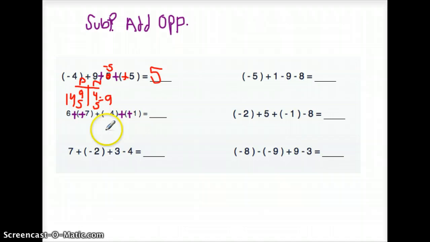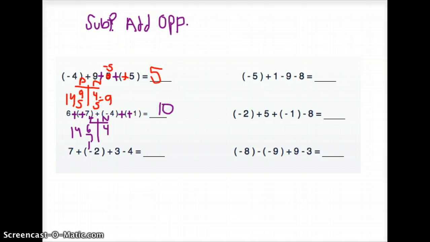Okay, now we can do scoreboard again. Here you can see that I've written out all the positives and negative numbers in their teams. Who wins? Team positive wins because they have 14 points total. And negative just has 4, so they win by 10. So my answer then is 10.